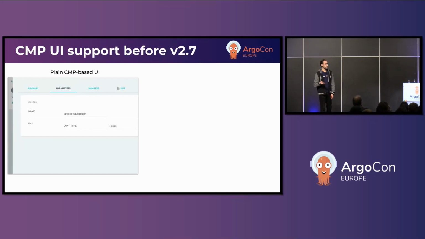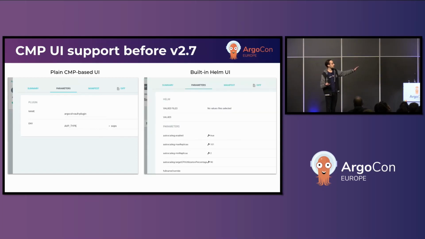So the problem that we wanted to solve with plugins is that the UI isn't super rich. If you've used Argo CD with Helm, what you're going to be used to is not this, the plugin interface, but what's on the right. You get rich integrations, you can set values files, set parameters. They're all laid out for you, and the user doesn't have to go hunt things down in order to know how to configure Helm.